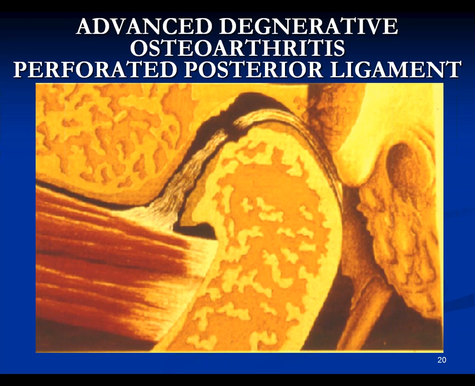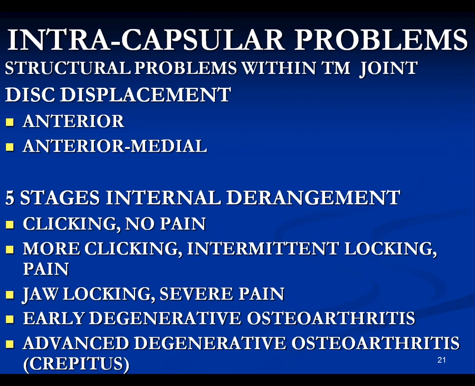But you know what's interesting? Most of the patients aren't like this. Most of the patients that come to me are stage two of internal derangement, and they can be fixed. So here's the five stages of internal derangement or disc displacement. The first stage is clicking with no pain. Those patients really can't be treated because most of those patients will not want you to make them a couple of splints if there's not any pain.